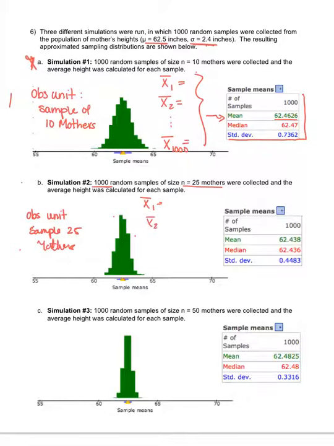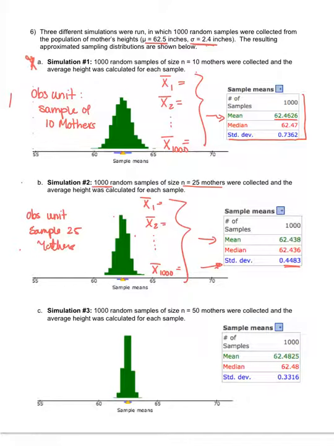Then we took a second sample. We have 25 mothers, found their average, recorded it. And we kept doing that 1,000 times. And so we had 1,000 different averages that we averaged together to get this mean. And we also looked at the standard deviation of all those averages. Now our mean is still centered at 62.4, so very similar, but our standard deviation's a little bit smaller. It's 0.448.